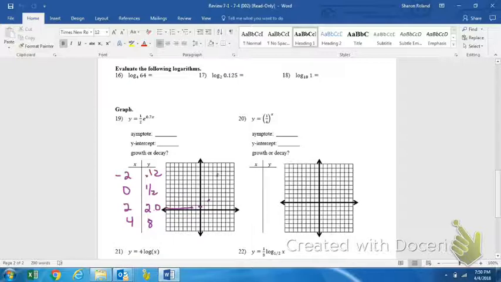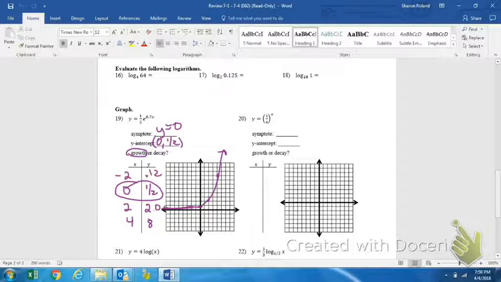So it's going to look like this. That is a growth because it's going up. The y-intercept is at 0, 1/2. And the asymptote is the line that it never touches. And you can see that it gets closer and closer to y equals 0, but it never actually touches it. So that is your asymptote.